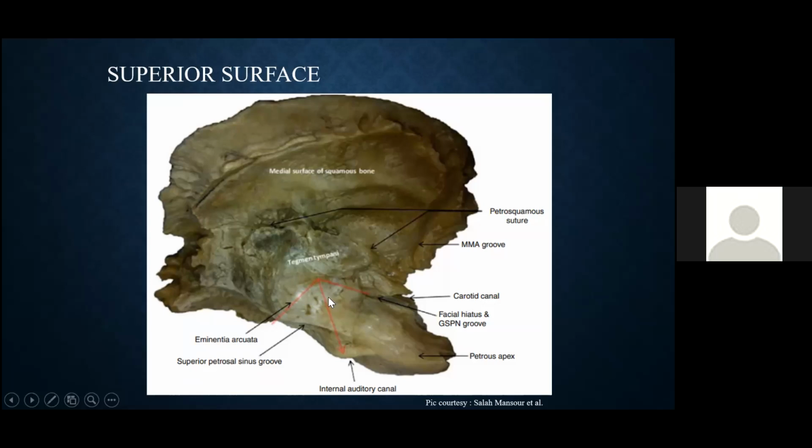And these two act as a very important landmark for the internal auditory canal as well, because it is said that if we draw a tangent across the long axis of the arcuate eminence and along the facial hiatus, and then the intersection is traced inferiorly along around 4 to 8 mm, then it can direct us to the internal auditory canal. So this can also be used as a landmark for any surgeries of the internal auditory canal or meatus, especially the vestibular schwannoma surgery, or any middle cranial fossa approach surgeries.